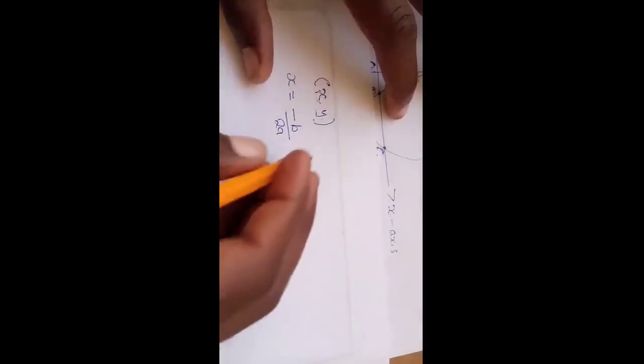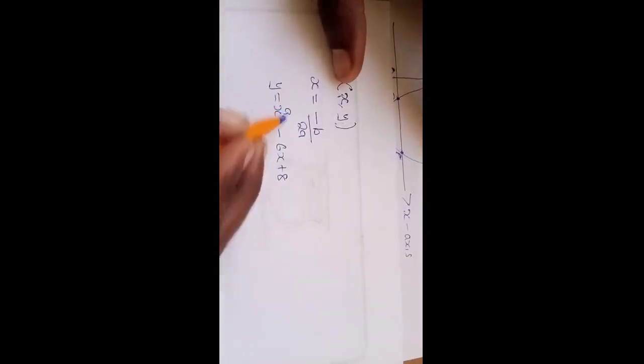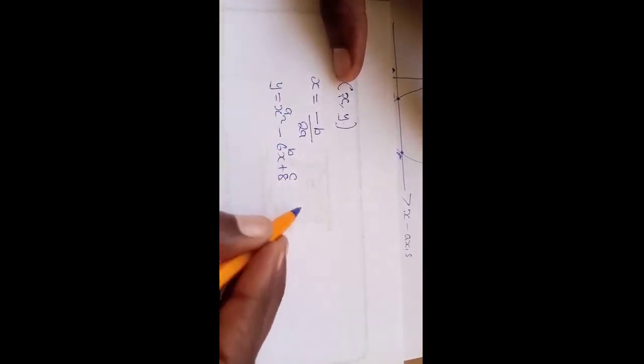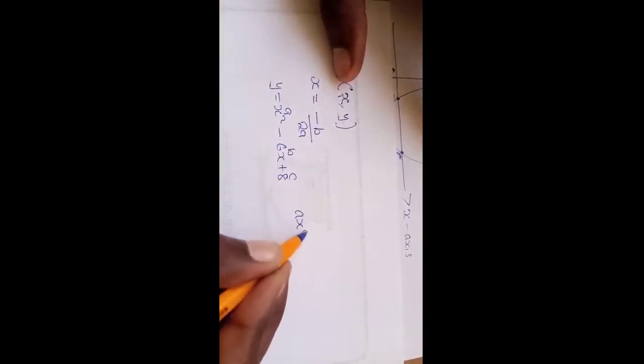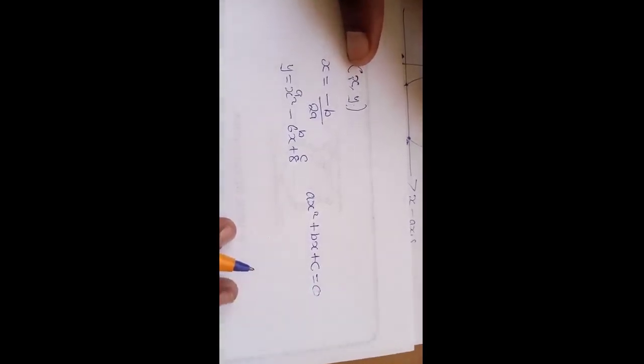Okay, this is the equation that we were given, if you remember. So we have y is equal to x squared minus 6x plus 8, like that. So we all know that this is a, this is b, this is c, according to what we learned, that a quadratic equation is in the form ax squared plus bx plus c is equal to 0.